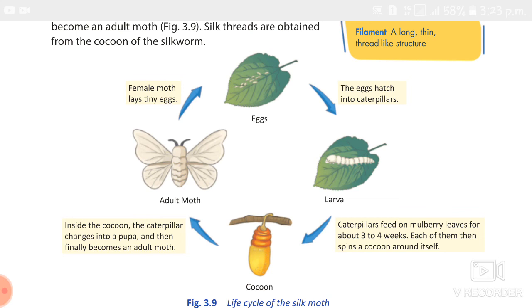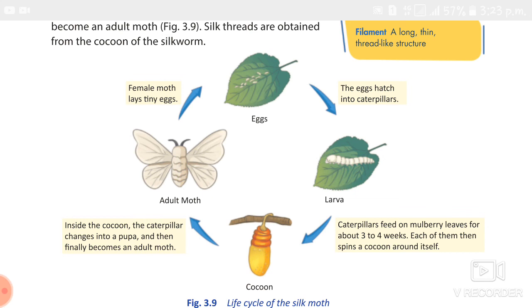Then it moves on to the third and final stage, which becomes an adult moth. Likewise, this life cycle will rotate. Again this adult moth lays eggs, and the same process continues. That is the life cycle of the silk moth.